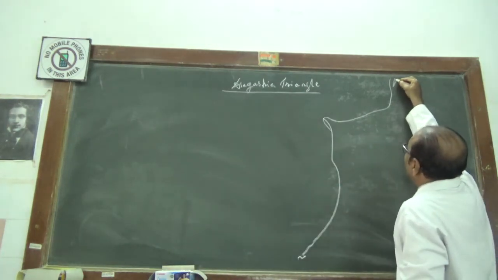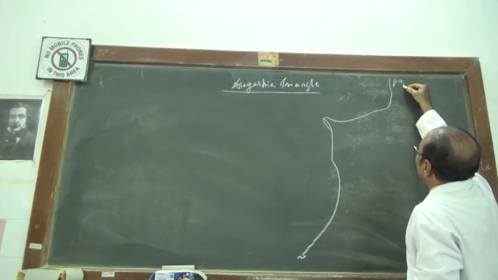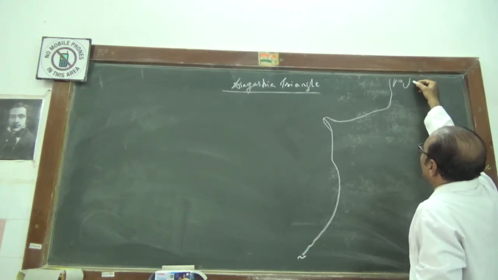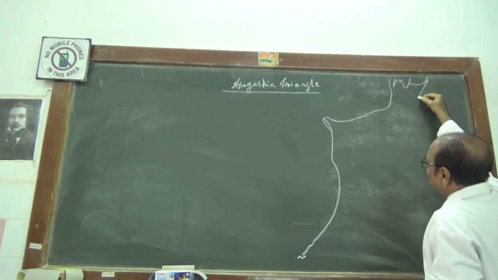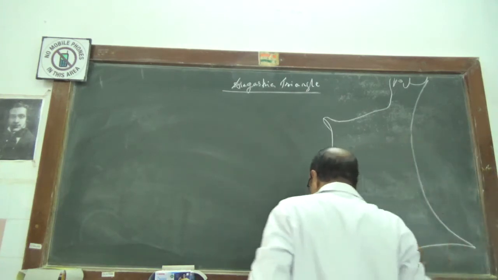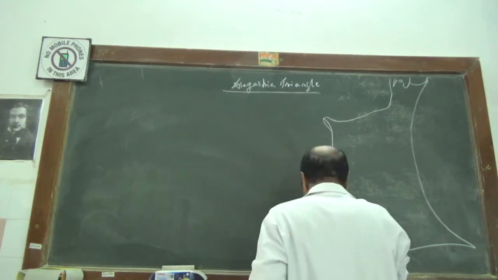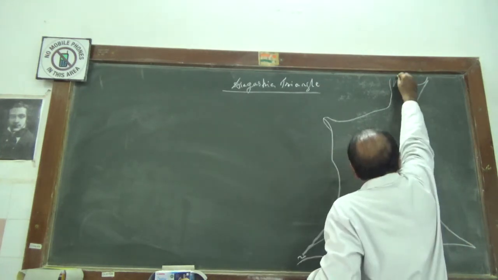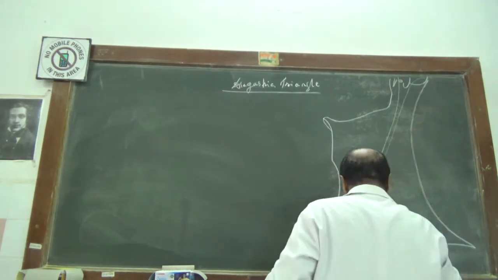This is the styloid process. This is the stylomastoid foramen. This is the mastoid process. This is the occipital bone. So this will be the posterior limit for the lateral aspect of the neck region. So this becomes the clavicle. So this will be the sternocleidomastoid.